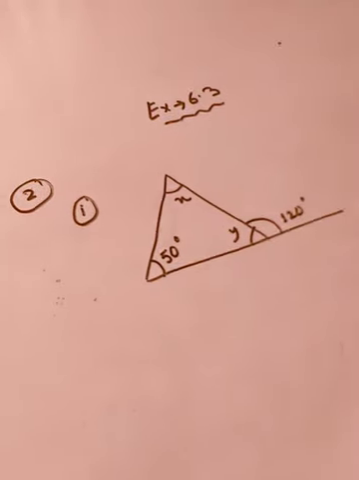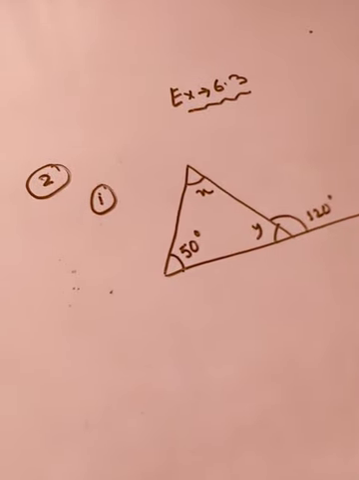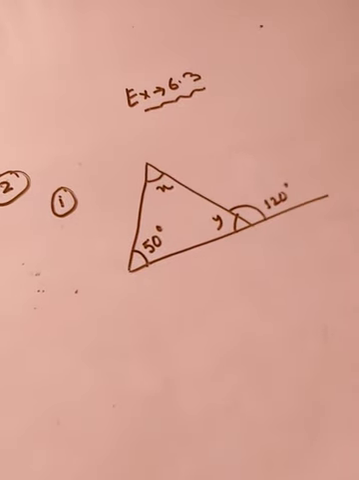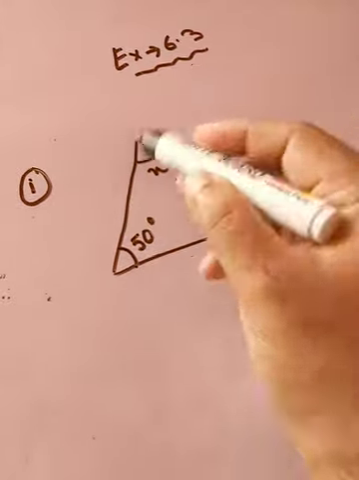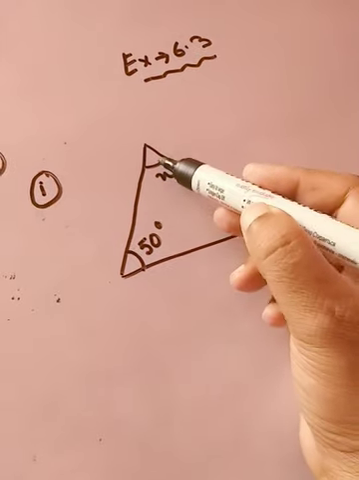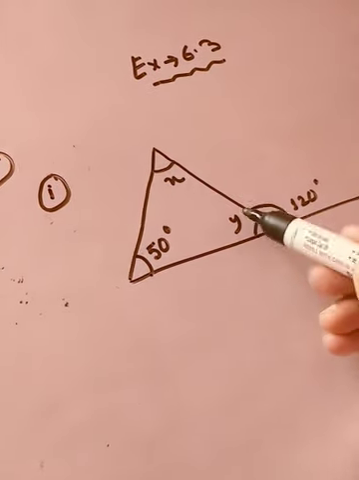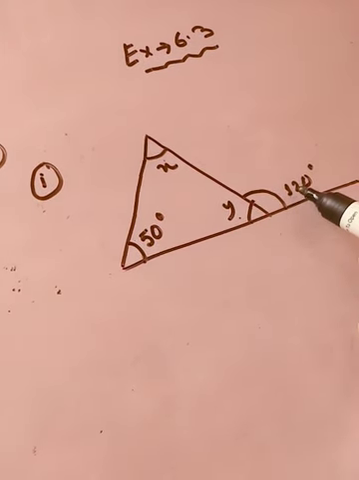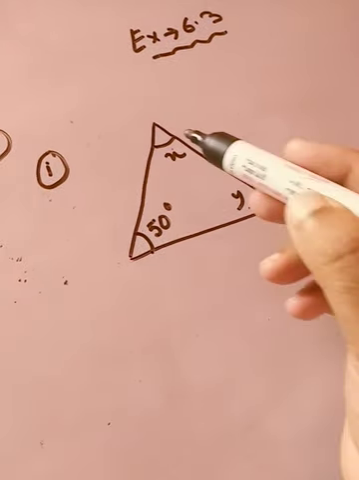Students, today we'll continue with exercise 6.3 and today we'll finish question number 2. Now in question number 2, the first sum is, see the triangle. Out here inside the triangle you see the two angles are unknown, so they are given as x and y. The exterior angle is given as 120 degree. Now you have to get the value of x and y.